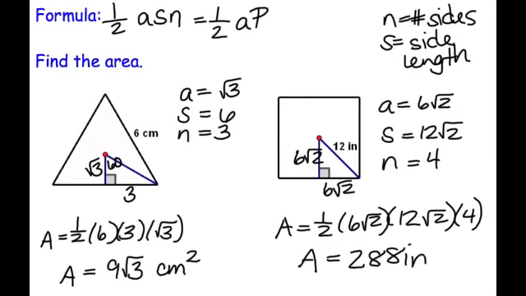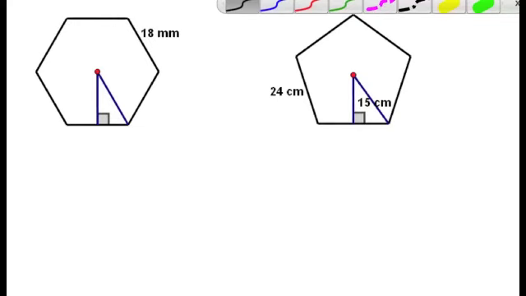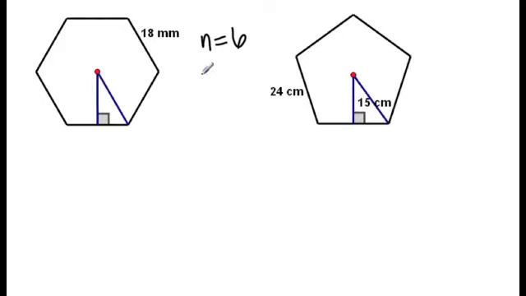Now we're going to try a pentagon and a hexagon. Go on ahead and pause the video and try the problems yourself. With the hexagon, we've got ASN just like normal. We know that N is 6. We know that S is 18.